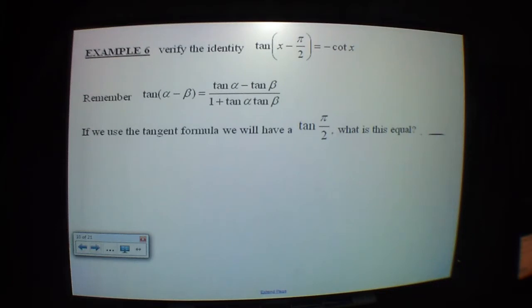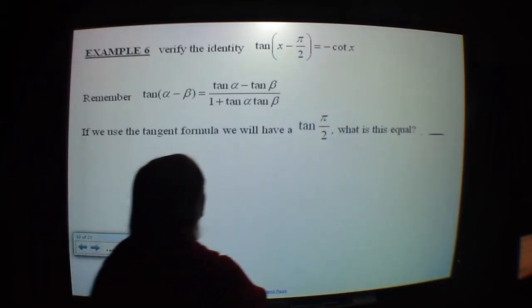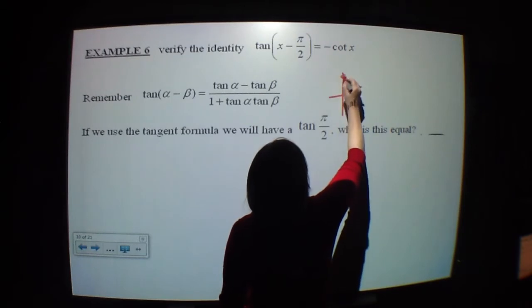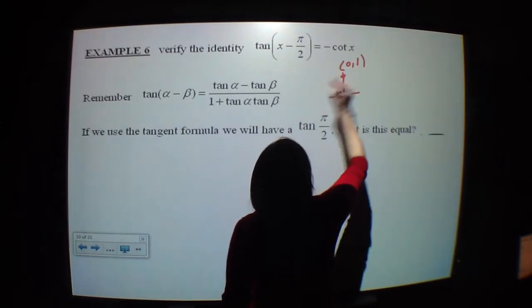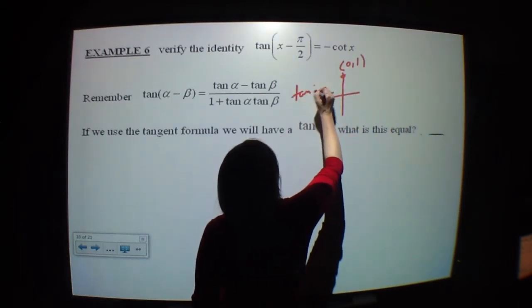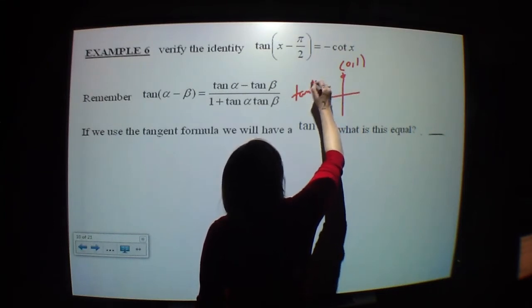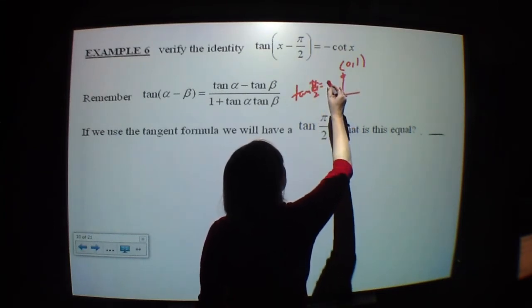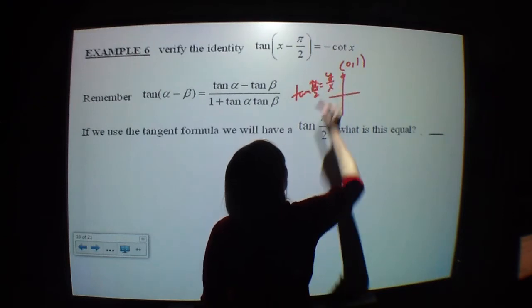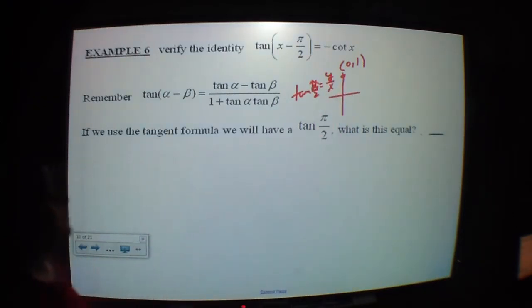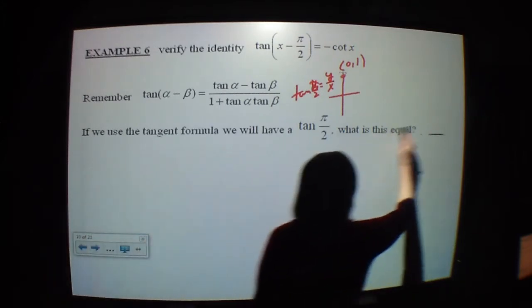Next one. Verify the tangent identity. Okay, so I'll use the tangent identity. We start using it. We plug in pi over 2. But the problem with that is, at that point, tangent of this angle, pi over 2, is the opposite or y side over x. Y is 1, x is 0, it's undefined. So I can't use that formula.